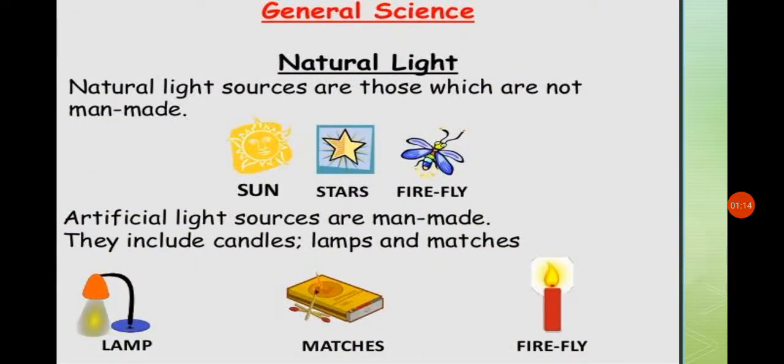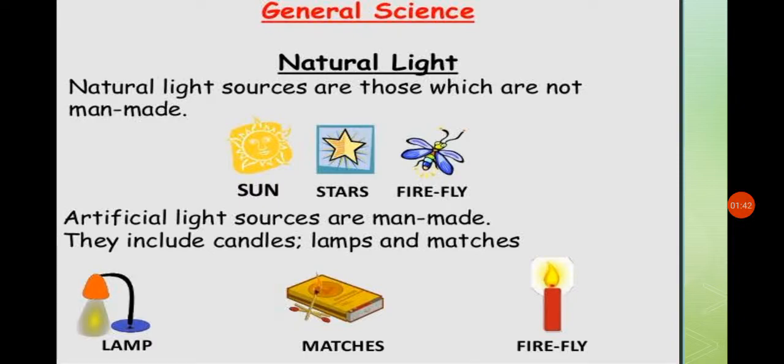Natural sources of light. Natural light sources are those which are not man-made. Examples are the sun, the star, or the firefly. That means the sun, star, and firefly give light on their own. They are not made by man. So those objects which give light on their own are known as natural sources of light or natural light.